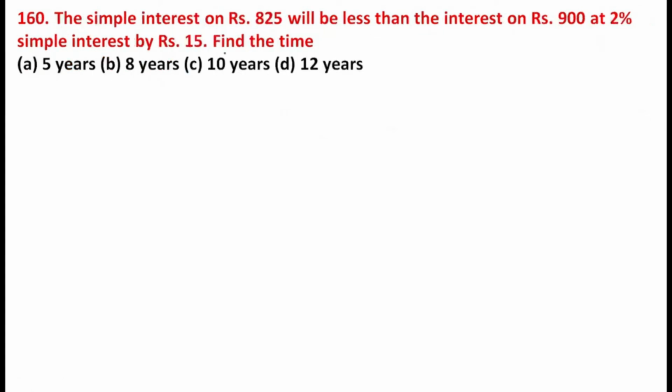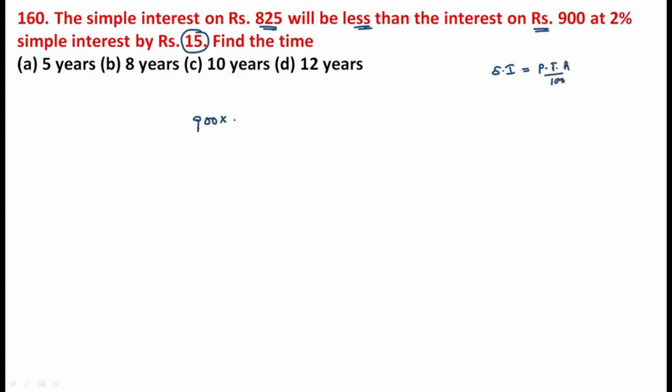Next, number 160. Now see, the simple interest on 825 rupees will be less than the interest on 900 rupees at 2% simple interest by 15 rupees. Now find the time. Now see, the most important thing, the difference of those interests is exactly equal to 15 units. Now see, the principal is 900 rupees. As you already know, the simple interest formula is PTR by 100.